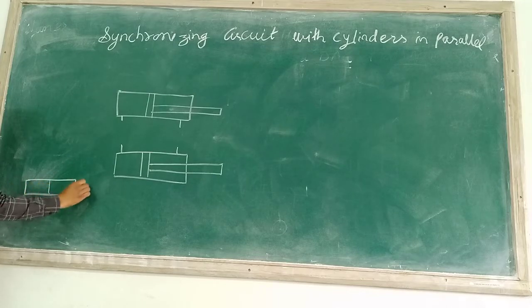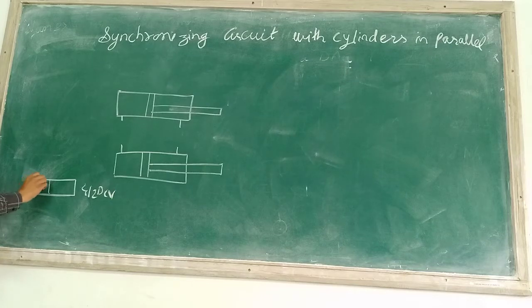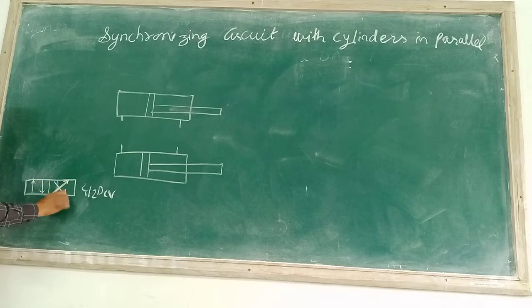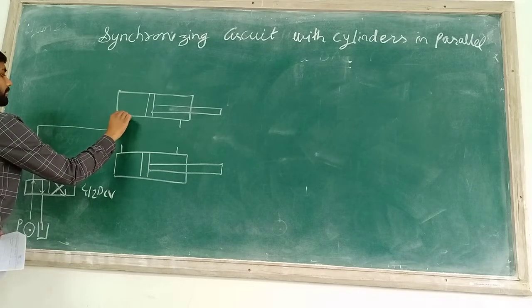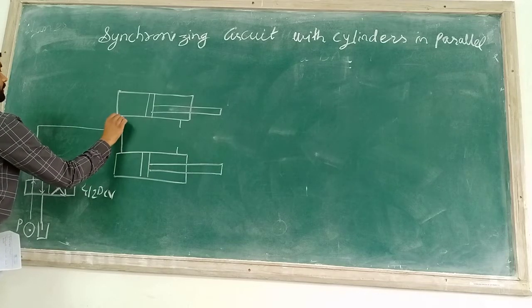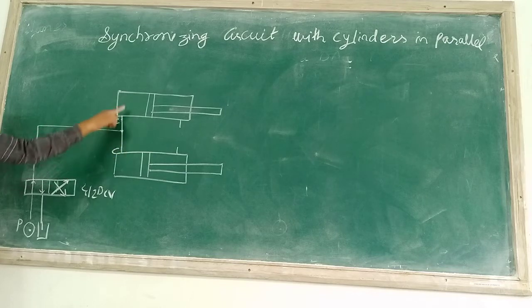So here our direction control valve is a 4x2 direction control valve. Okay, this is one position, this is the second position. So let's see for this position. Pump P is connected to the reservoir here. Okay, so here we connect this port to the inlet port of both the cylinders. Here what is happening, this pump port P is directly connected to the inlet port of both the cylinders.